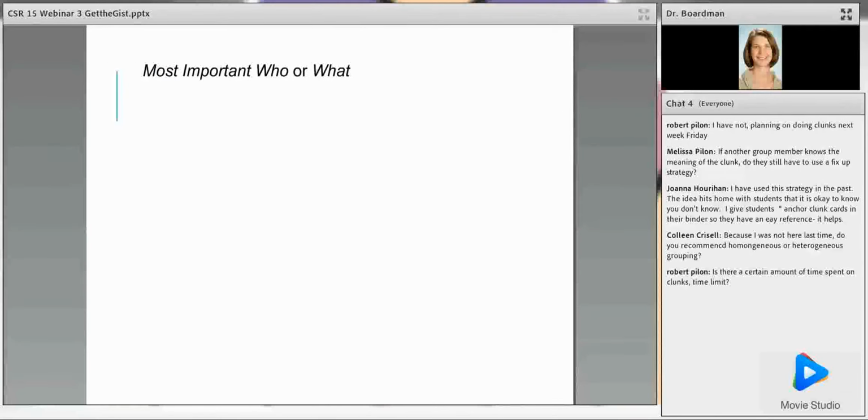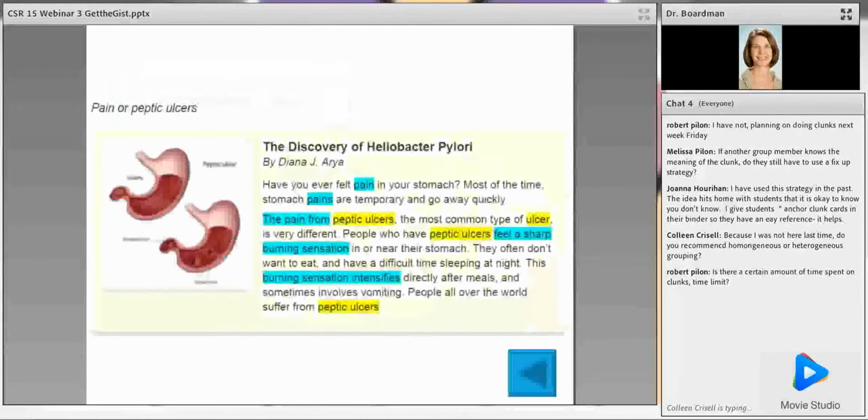So here we have, well, what is the most important who or what? I think it's probably pain or peptic ulcers. And so what I would do with kids, and what I'll do now, is I'm just going to show you. So here is that paragraph again, the same one I just read to you. And look at how many times pain is talked about.